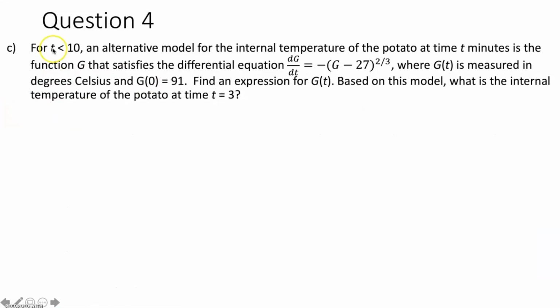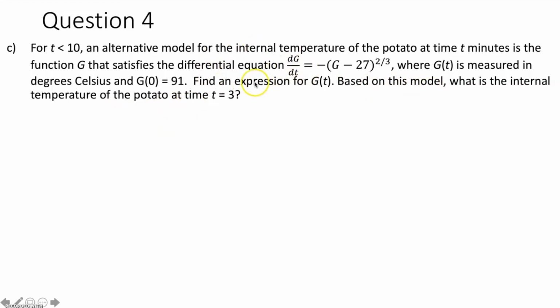Now part C says for t less than 0, an alternative model for the internal temperature of the potato at time t minutes is the function g that satisfies the differential equation dg dt is equal to negative the quantity g minus 27 to the 2/3 power, where g of t is measured in degrees Celsius and g of 0 is equal to 91. Find an expression for g of t. Based on this model, what is the internal temperature of the potato at time t equals 3?